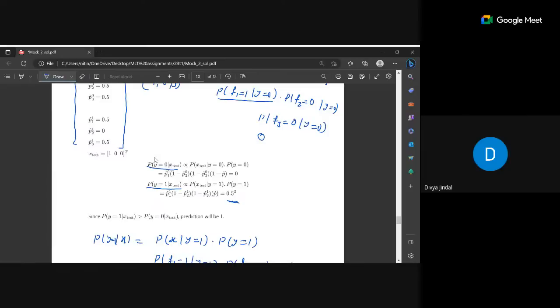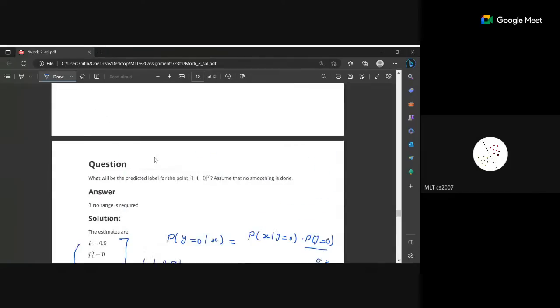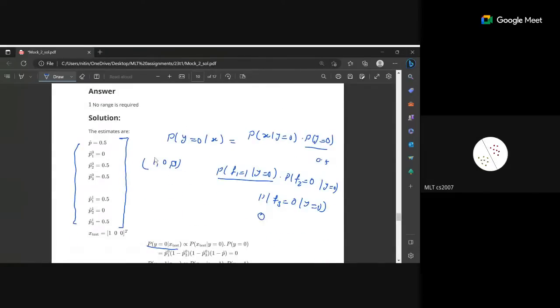So now the answer is why we take the label 1 for this x_test, right? Because it has a higher probability of 0.5. So tell me, do we need smoothing in this case or not? I don't think so, because the probabilities are different, it is not equal. Actually, we need smoothing, and the question says don't assume smoothing. But in practice, smoothing is always done.